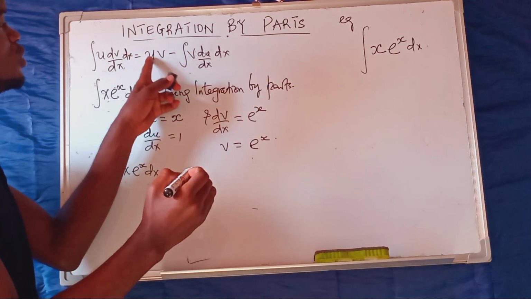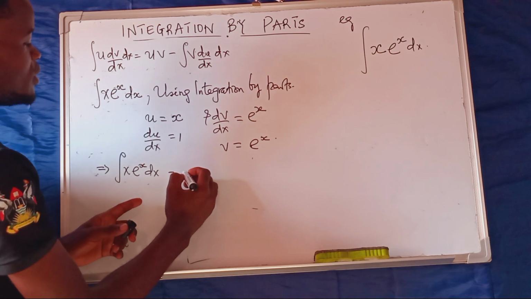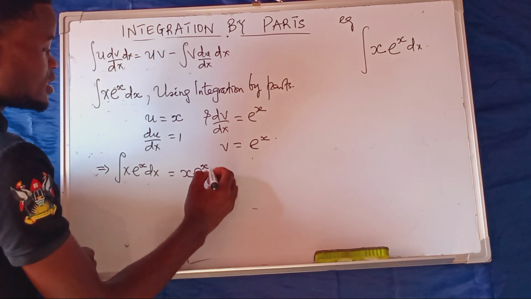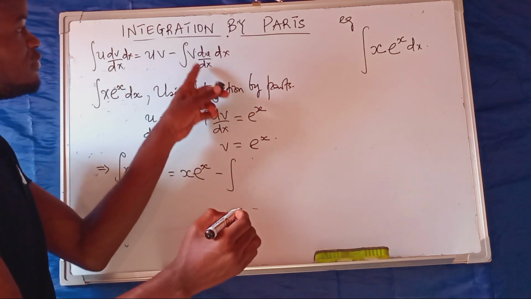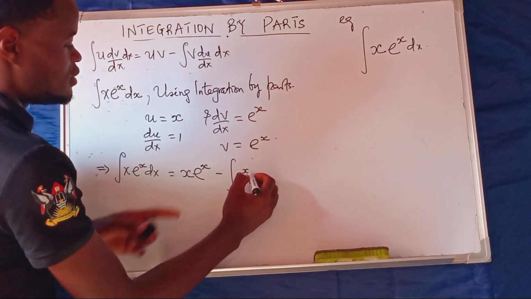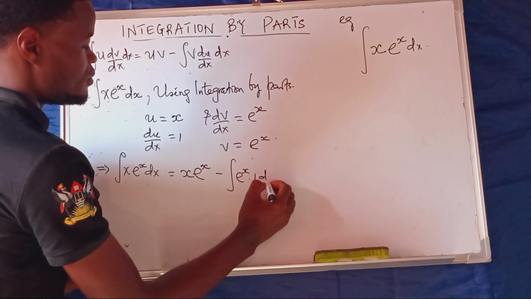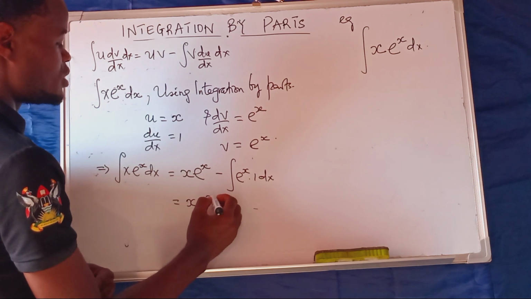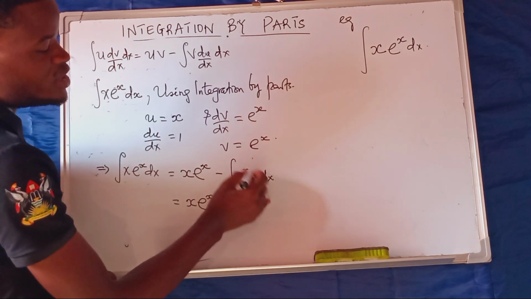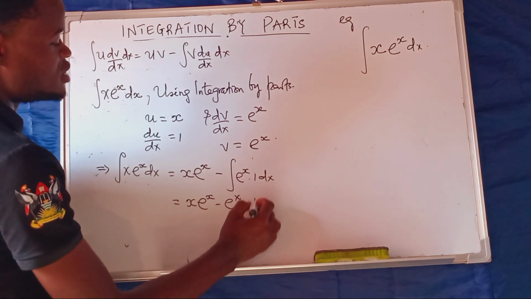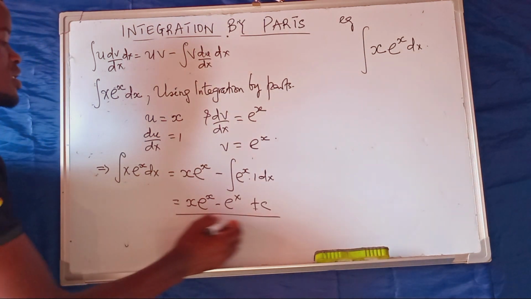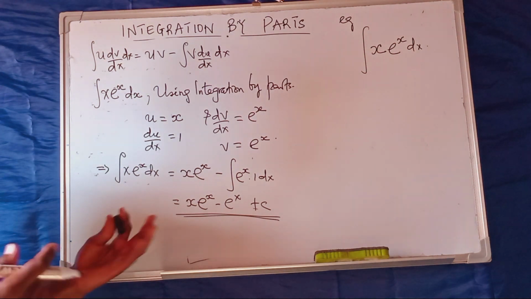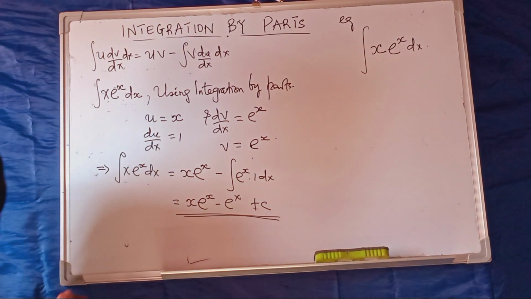which implies that the integral of x e^x dx is equal to uv. We have chosen our u to be x, our v is this that we have got, e^x, minus the integral of v du/dx, which is 1, with respect to x. We shall get x e^x minus, we know if we integrate this, we shall get e^x, then plus the constant c of integration. And the problem is just easily solved like that.